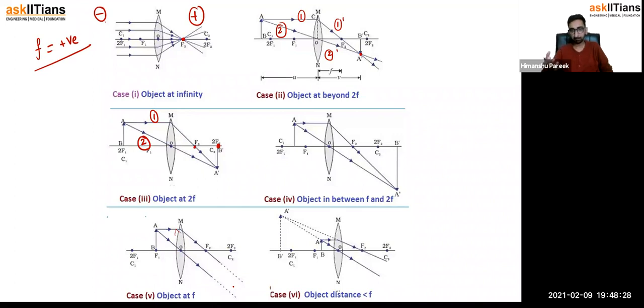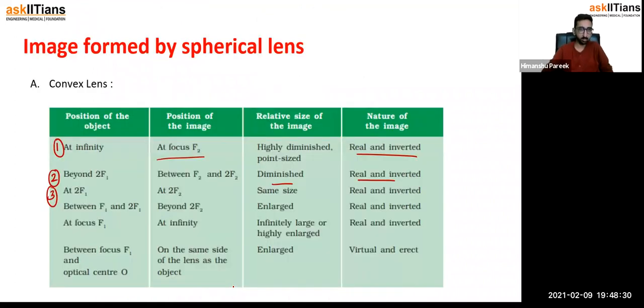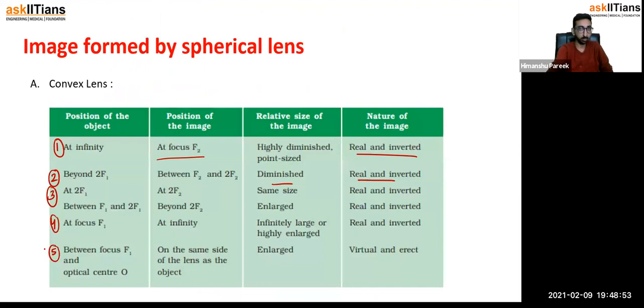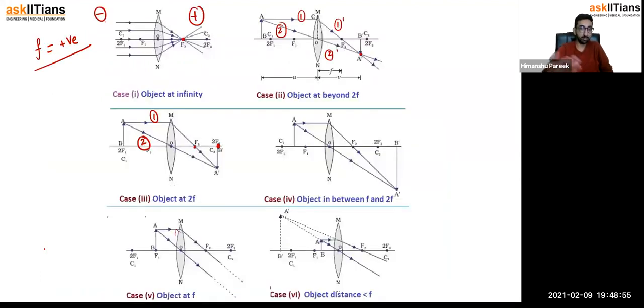Now in the end, the last case, case number 4. When the object is kept between focus and optical center, where is the image formed? Now you remember the concave mirror. When the object was kept between pole and the focus, the image which was getting formed was enlarged, virtual, and erect. So exactly the same thing would happen here.